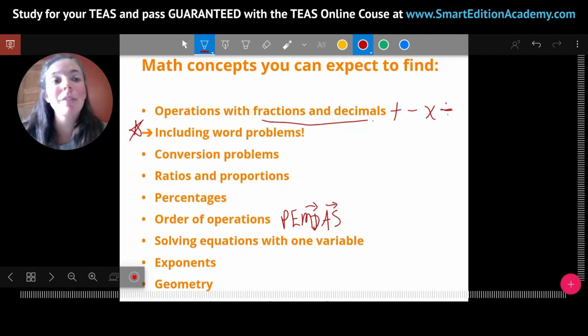It's not an exclusive list. There are other things that may come up. Definitely find all of those in your Smart Edition course. These are things we're going to focus on today.